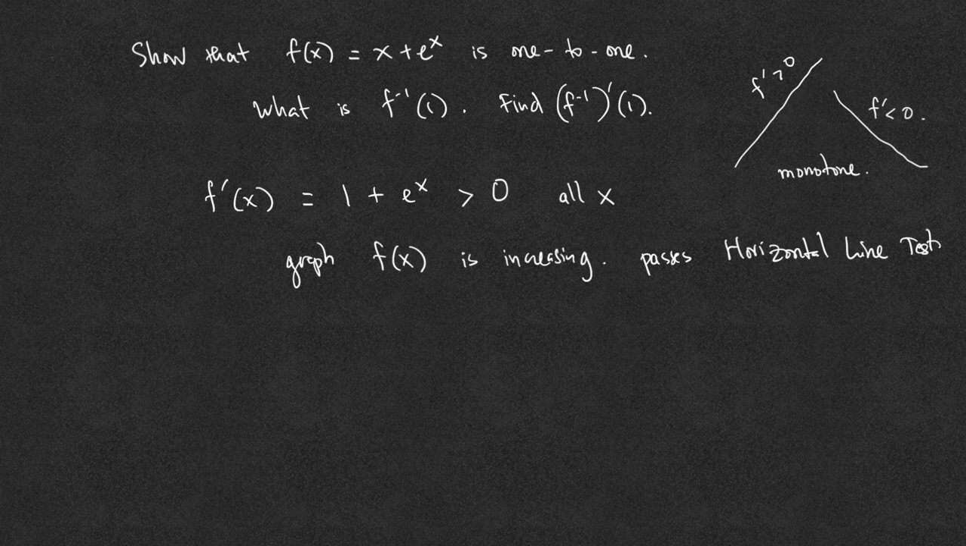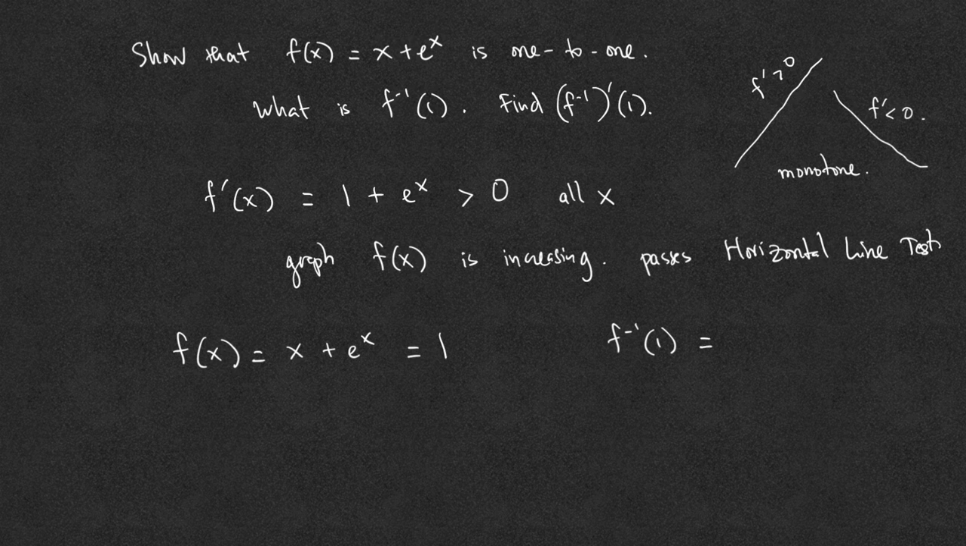If it is 1 to 1, then it has an inverse. We won't be able to find the formula for the inverse, but we notice that what is the value of x so that when we plug it into the function, we would end up with 1. So that's what the inverse of 1 means.